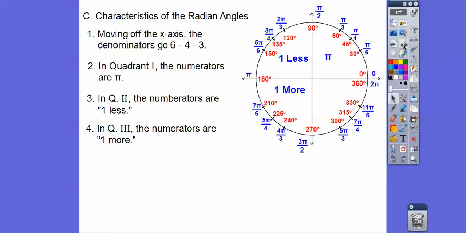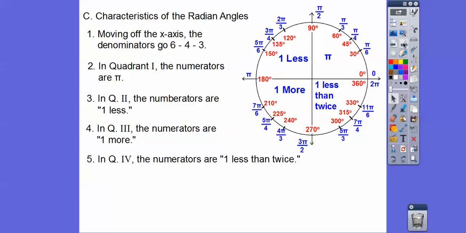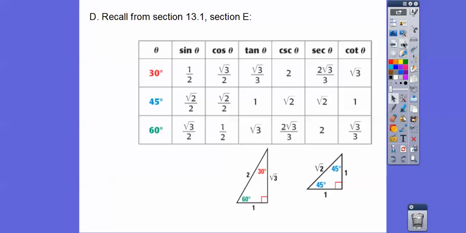In quadrant 4, it's kind of harder to see. But if I double this number, 3, and take 1 away from that, double that is 6, 1 off of that. Double that is 8, 1 off of that. Double 6 is 12, 1 less than that. So it's 1 less than twice. That's what happens in quadrant 4. This was the first section that we did in our class, section 13.1.